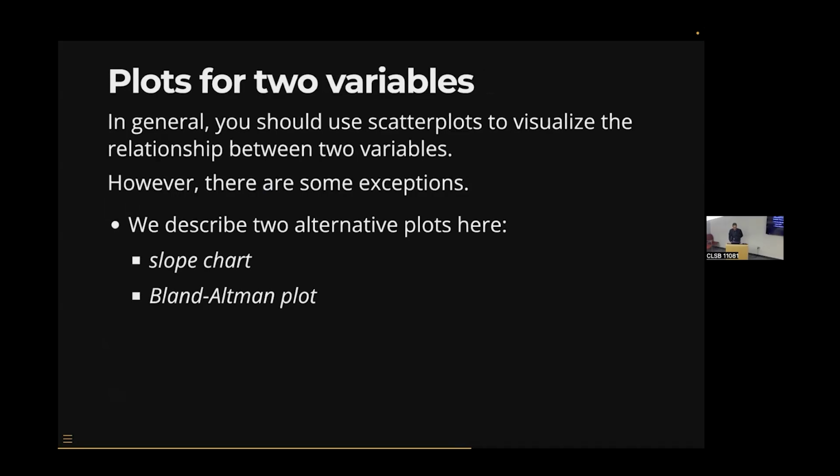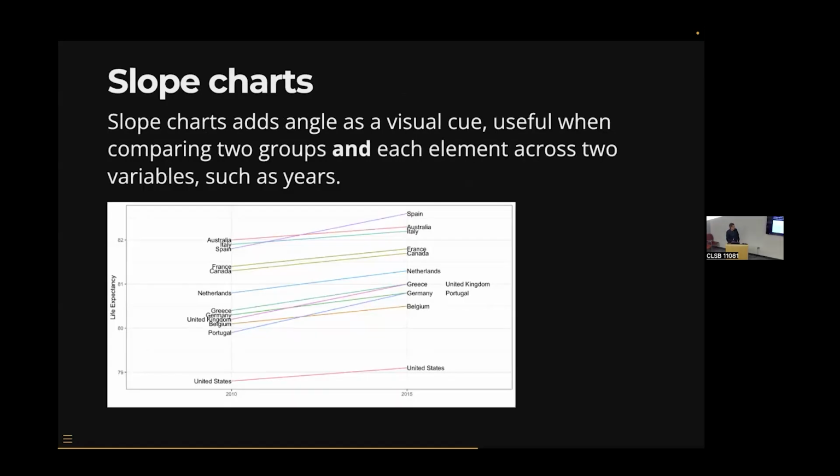All right, now we're moving to 2 variables. So let's switch our brains to that. So with two variables, the scatter plot is pretty much almost always the winner. But there's a couple of exceptions. Well, actually, Bland-Altman plots are also usually very good. And then there's the slope chart. So I'm going to give you two examples of other alternatives. So here's the first one. It's called the slope chart.